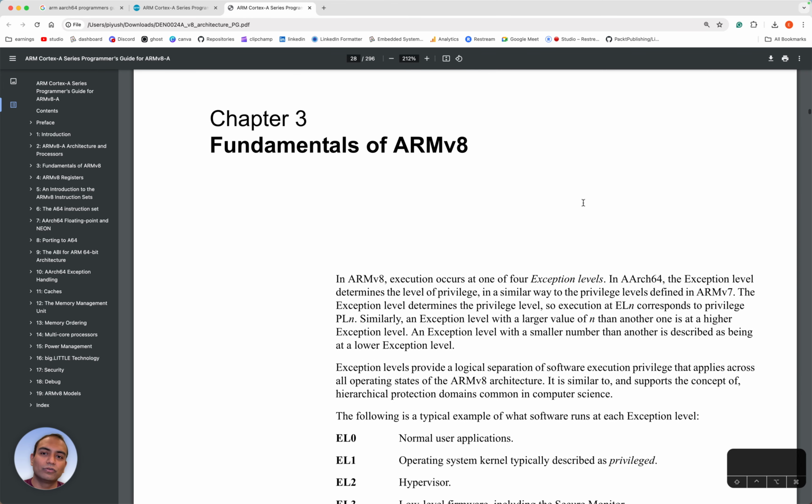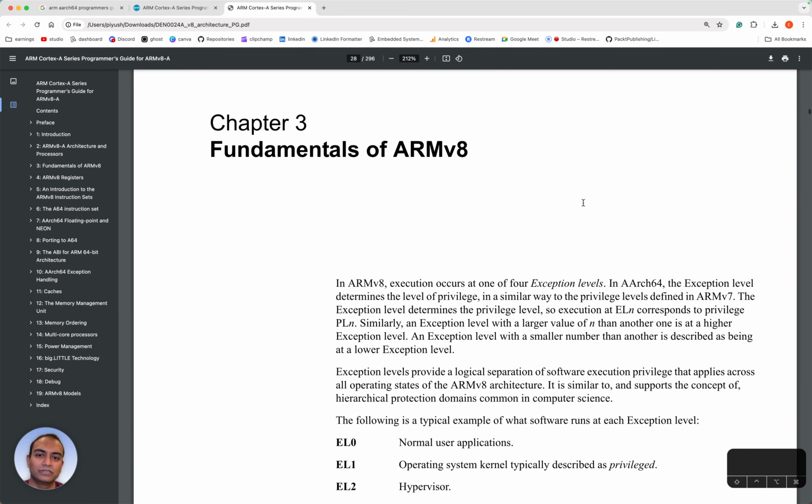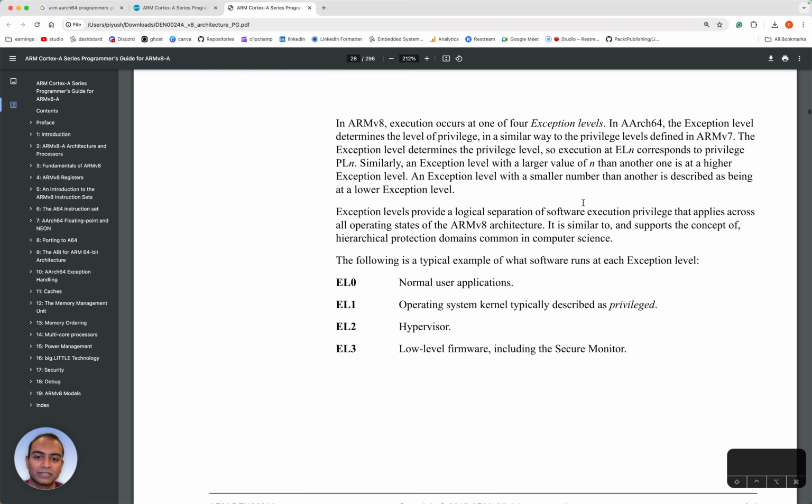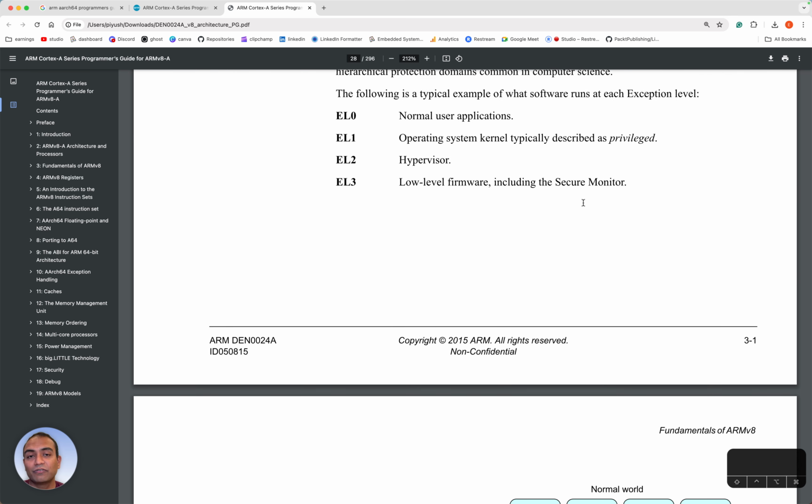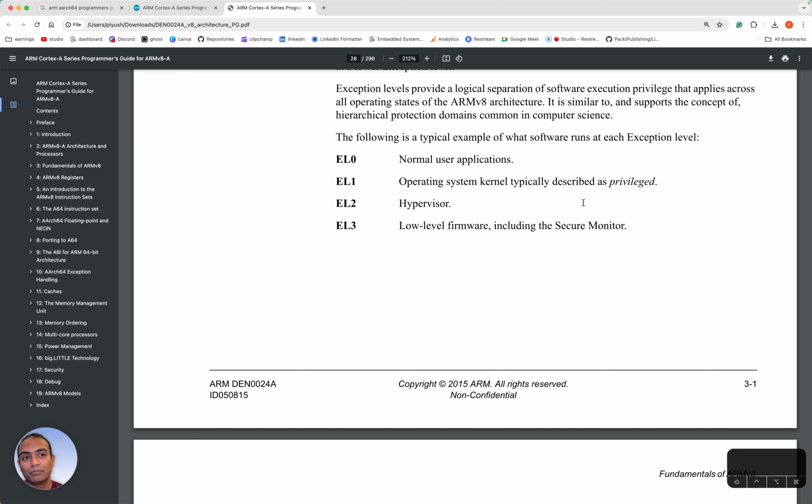All right, so now we're going to follow through this one chapter, which is fundamentals of ARMv8. And this will give us enough fodder to be able to understand the CPU on our own. And let's take that up in the next video.